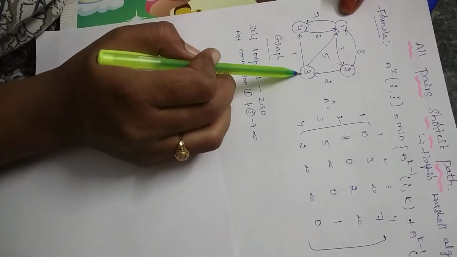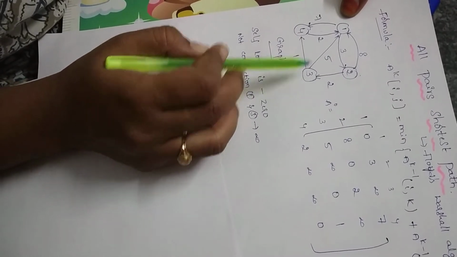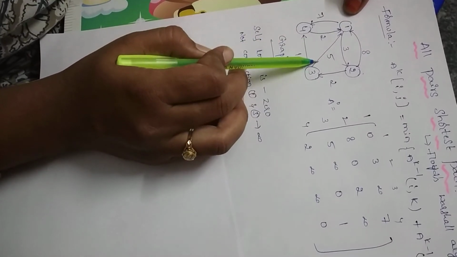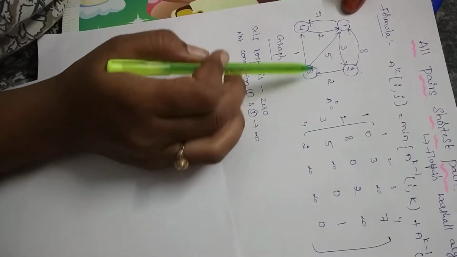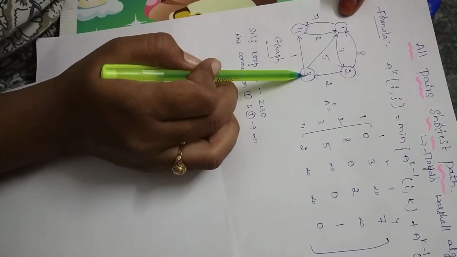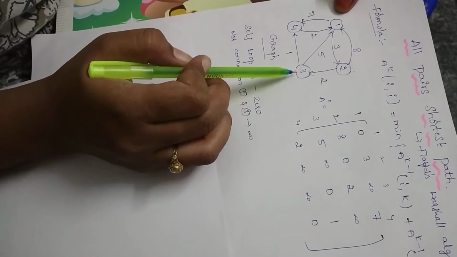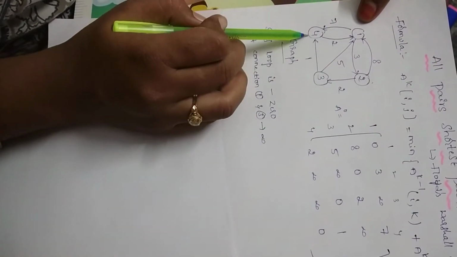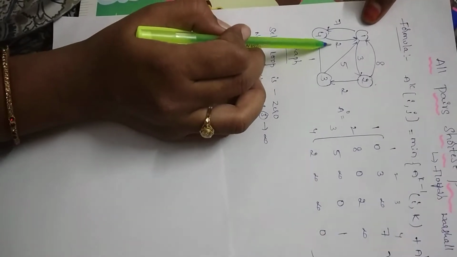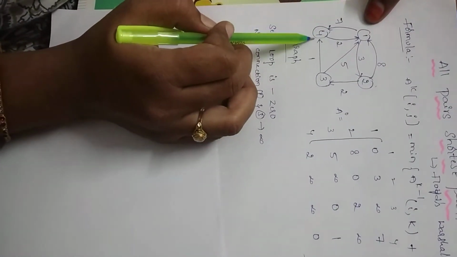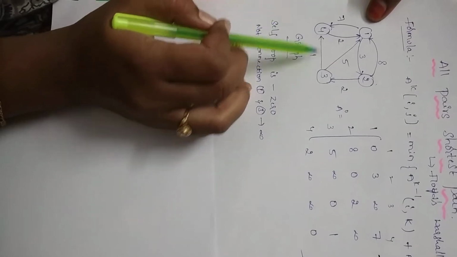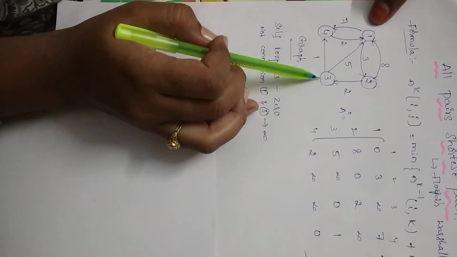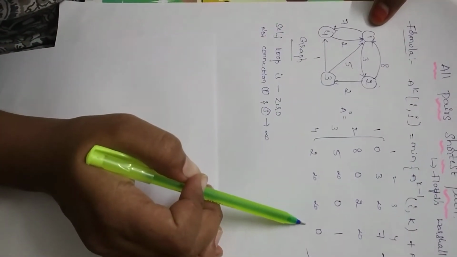Next node is 3. So 3 to 1 is 5. Next, 3 to 2 is infinity. Next, the self loop is 0. Next, 3 to 4 is 1. Next node is 4. 4 to 1 is 2. Next, the 4 to 2 connection is not there, so take it as infinity. Next, the 4 to 3 connection is not there, so take it as infinity. Next, the 4 to 4 self loop is 0.